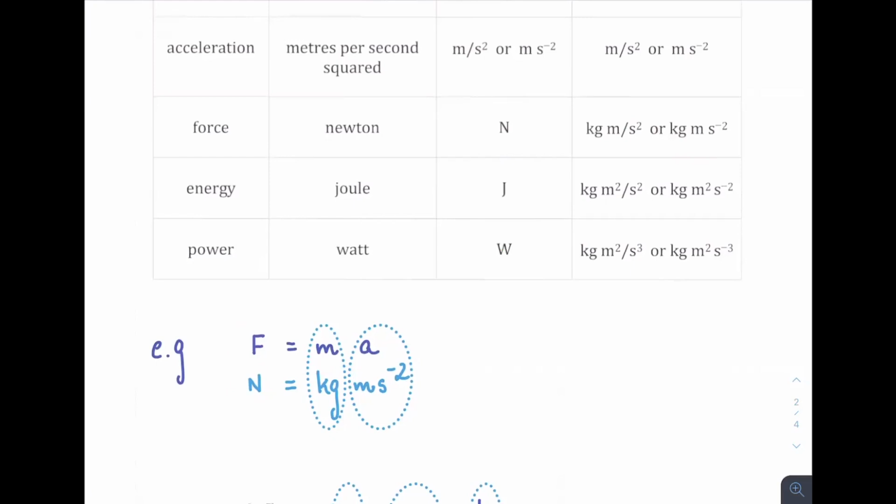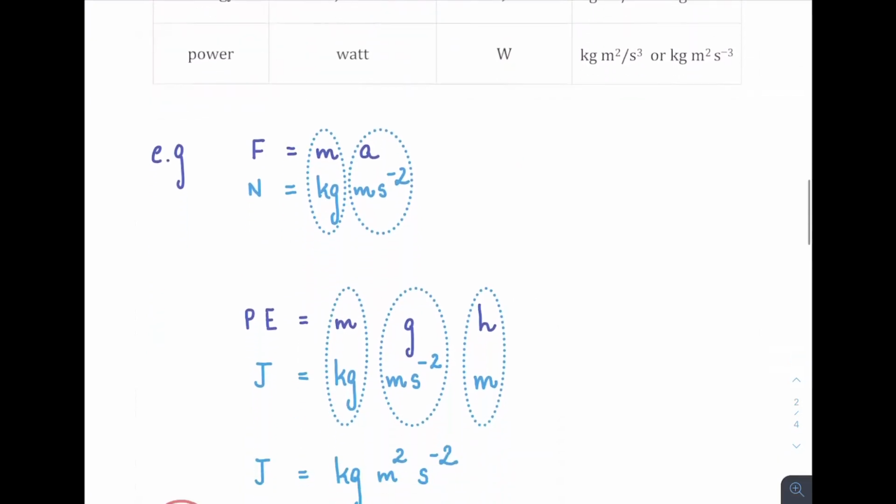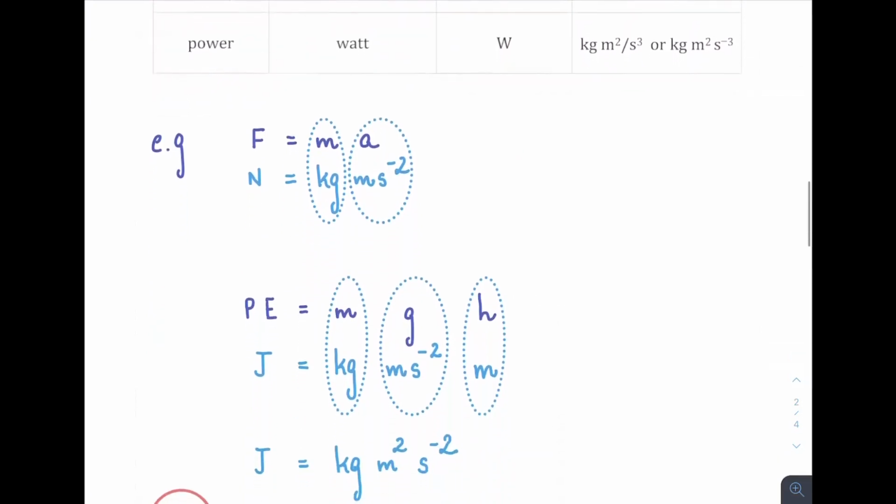Another example is energy, which, as you know, is measured in joules. Now, what are the base units equivalent to the joule? One of the results for energy is that for the potential energy. So the potential energy, as you know, is equivalent to mgh, where m is the mass, g is the acceleration due to gravity, and h is the height.